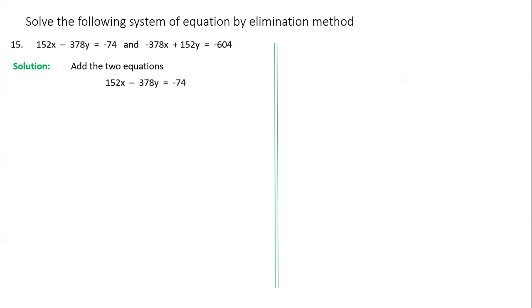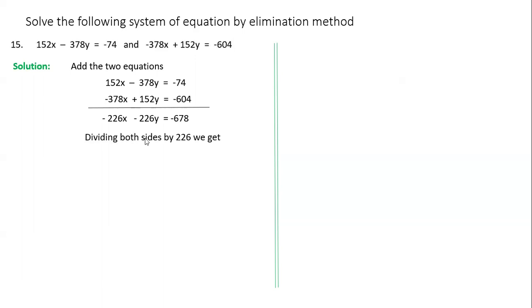152 minus 378y is equal to 74, minus 378x plus 152y is equal to minus 604. Then adding the two, you cannot cancel any of them. So 378 minus 152 is minus 226. This is minus 226y is equal to 678. Both are negative, so they get added up. Divide both sides by 226.